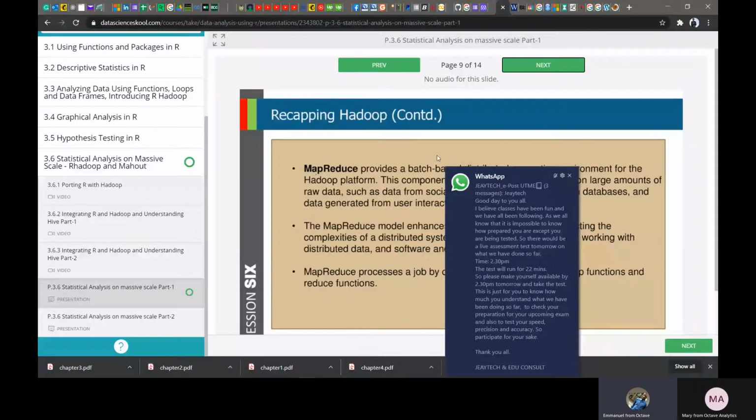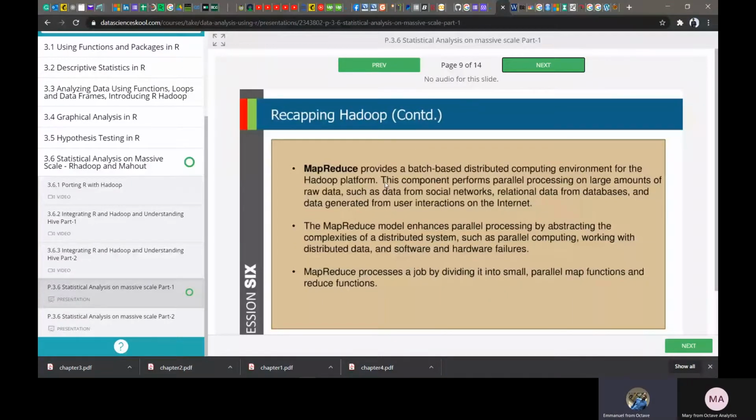Recapping. Now we have MapReduce, which provides a batch-based distributed computing environment for the Hadoop platform. So what do we mean by that? It means every MapReduce program is run as a MapReduce job. After a job completes, that's when another job is carried on. So everybody is on a queue. So it's batch by batch.